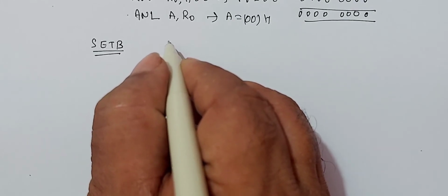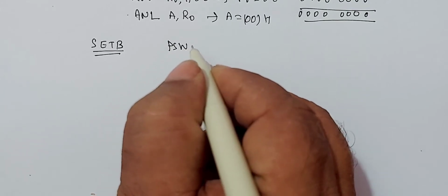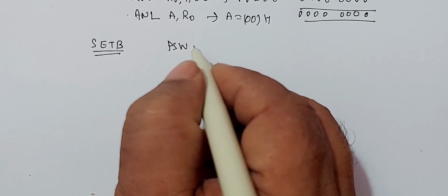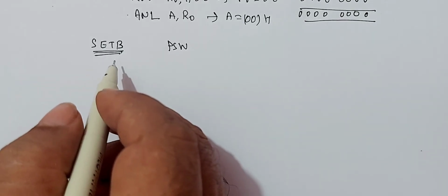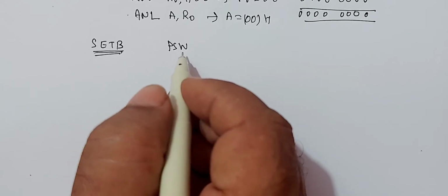So, example, let us consider the program status word. Program status word is bit addressable. Set bit is used only for bit addressable registers because it sets only a single bit. So not all 8 bits are used here. Only a single bit of the given 8 bits is used. Therefore set bit is a bit address instruction.